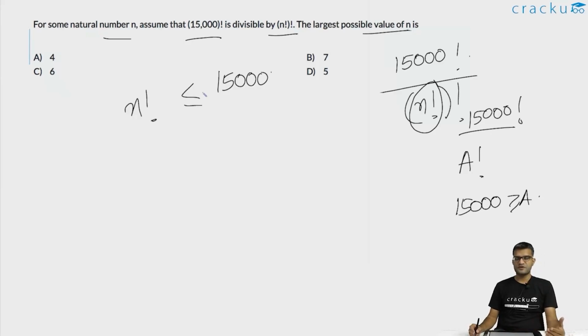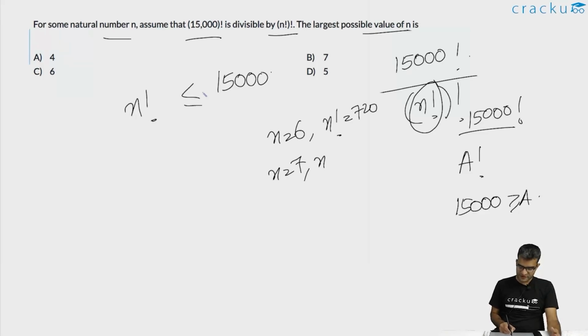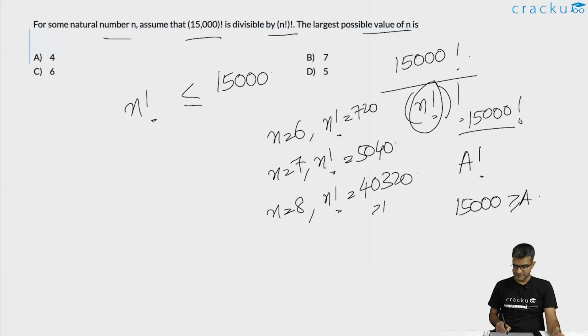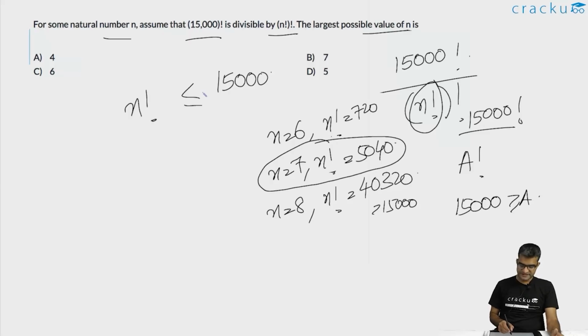What is the largest possible value of n for which this is true? When n is equal to 6, n factorial is equal to 720. When n is equal to 7, n factorial will be equal to 720 into 7, which is equal to 5040. When n is equal to 8, n factorial is equal to 5040 into 8, which is 40,320. This is greater than 15,000. So the maximum possible value of n is 7, which is option B.